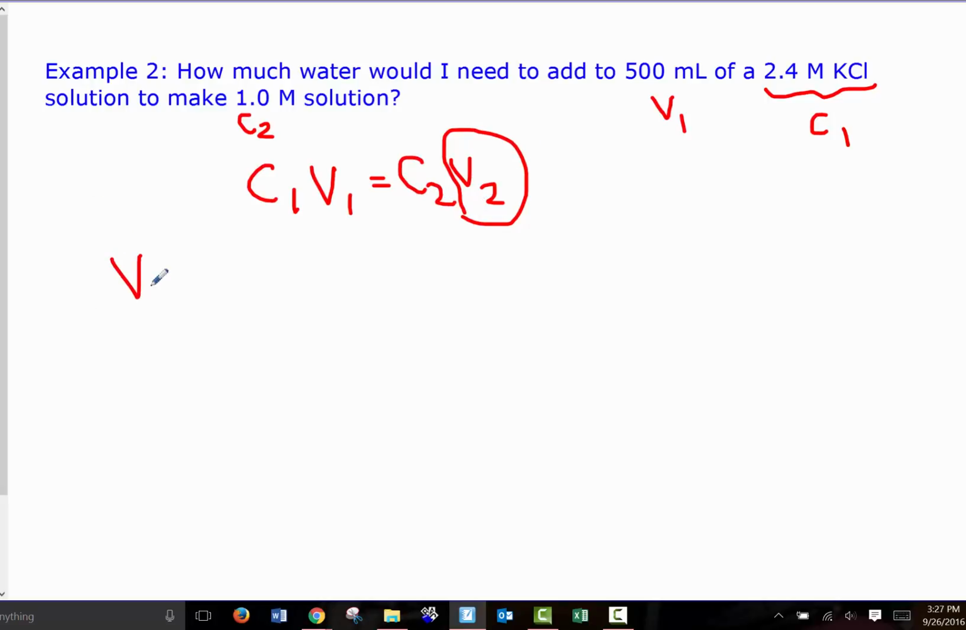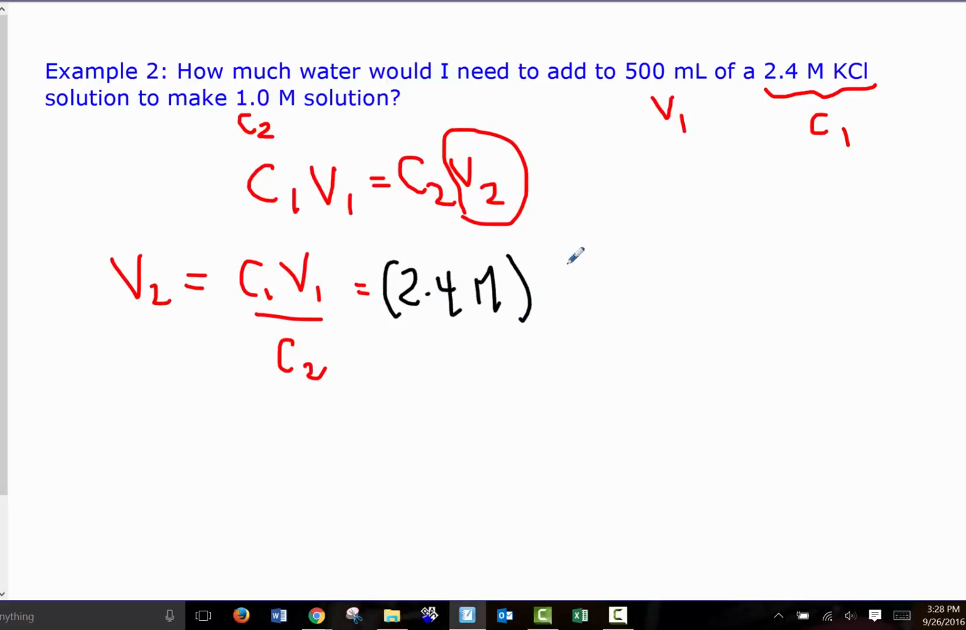So I need to set up my equation here. I'm going to divide both sides of this equation by C2, so that I have C1 V1 divided by C2 giving me V2. And now I can go ahead and plug in the values. C1 is 2.4 moles per liter, making sure that I keep my units in my calculation. V1 is 500 mL. Notice that because I'm putting my volume in milliliters, my answer for volume is also going to come out in milliliters. And my final concentration is 1.0 moles per liter.